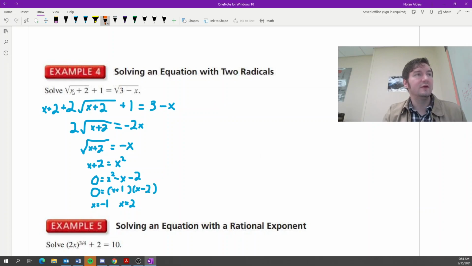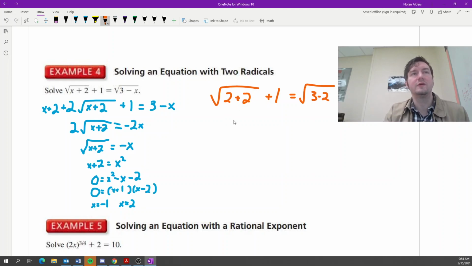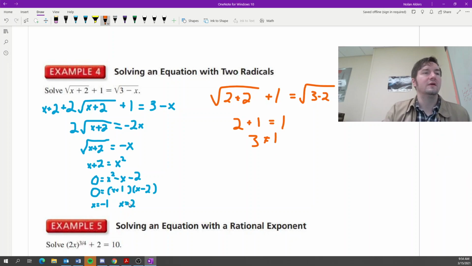So let's plug this 2 in up here. So we'll have square root of 2 plus 2, plus 1 equals square root of 3 minus 2. Okay, 2 plus 2 is 4. Square root of 4 is 2. Well, 2 plus 1 equals 3. 3 minus 2 is 1. Square root of 1 is 1. 2 plus 1 is 3. 3 does not equal 1. So this x equals 2 right here, this is an extraneous solution.